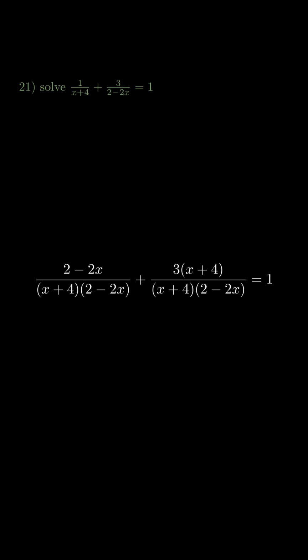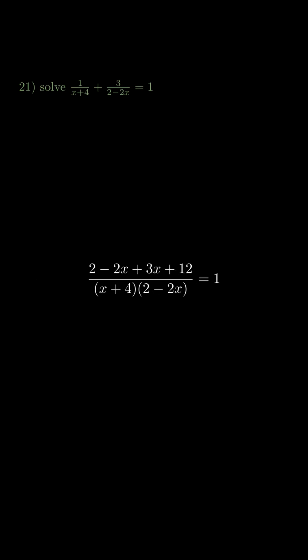Multiplying the first fraction, it becomes 2 minus 2x over x plus 4 times 2 minus 2x. Multiplying the second fraction, it becomes 3x plus 12 over x plus 4 times 2 minus 2x. Now that we have the same denominator, we can add the numerators, and we get x plus 14 over x plus 4 times 2 minus 2x equals 1. Since the fraction equals 1, that means that the numerator and denominator are equal. So we get x plus 14 is equal to x plus 4 times 2 minus 2x.